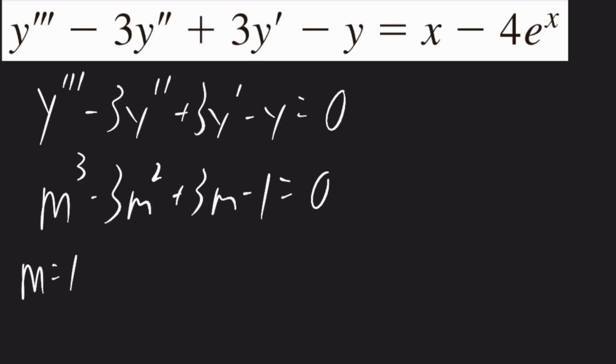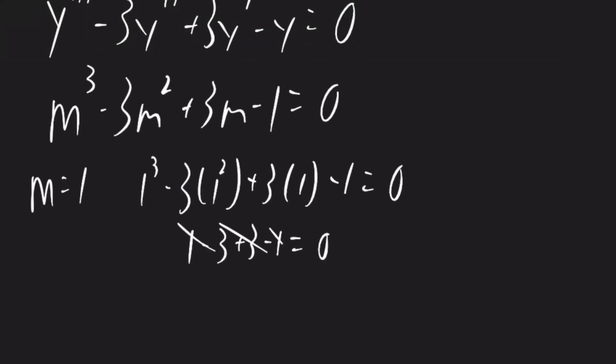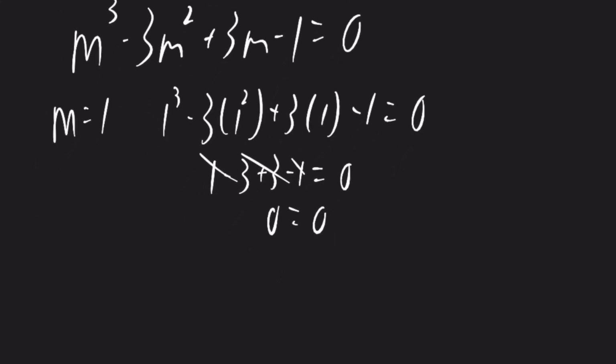One possible value is 1. We'll get 1 cubed minus 3 times 1 squared plus 3 times 1 minus 1 is equal to 0, which would be 1 minus 3 plus 3 minus 1 is equal to 0. These 3's and 1's will cancel, so 0 will be equal to 0. So we know m is equal to 1 is one of our roots.